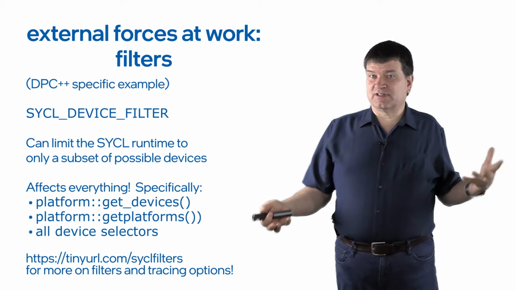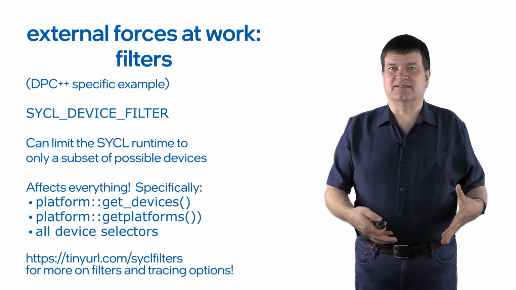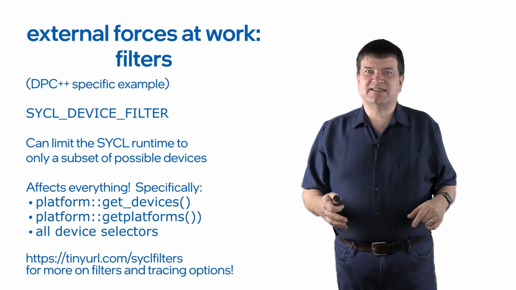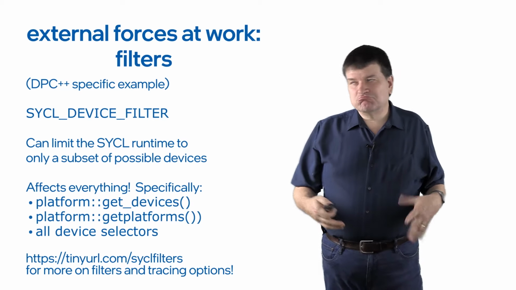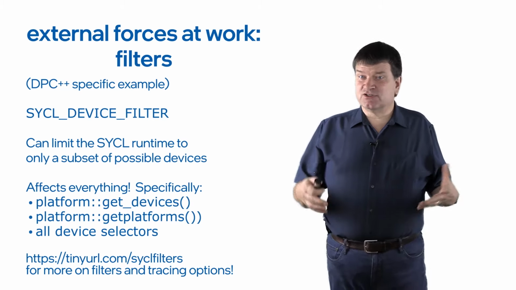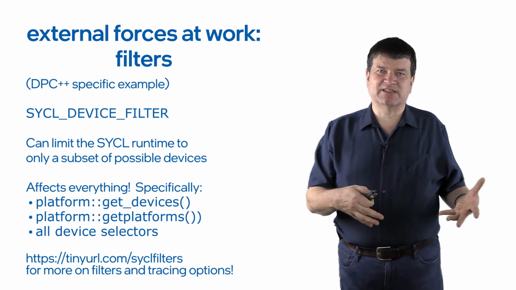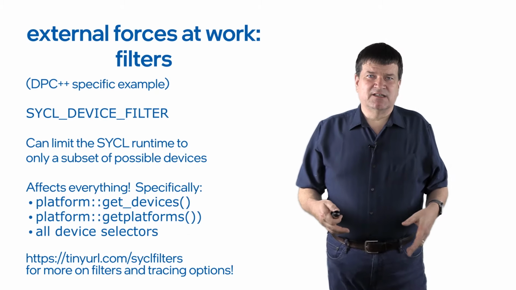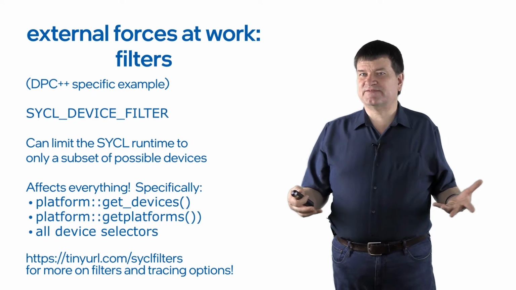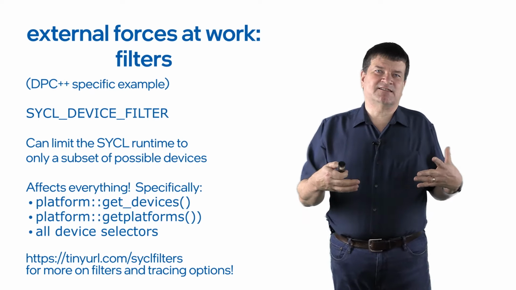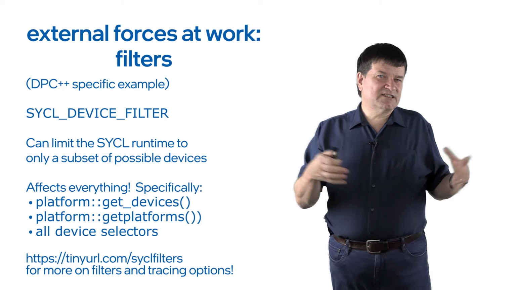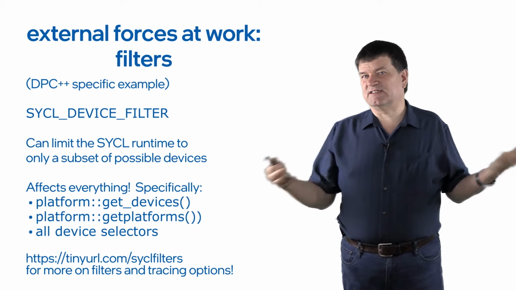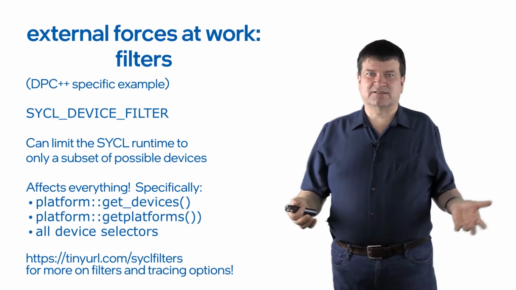What if we want to force a program to use a particular device without recompiling it, or passing a parameter to the program? In other words, can I limit what my program sees to be less than what's actually on the machine? Usually the answer is yes. There is no standard SYCL way to do this, but the DPC++ implementation does provide an answer. Other SYCL compilers may have similar mechanisms. For DPC++, the SYCL device filter environment variable can be set to limit the SYCL runtime to use only a subset of the possible devices. This can affect device query functions such as get devices and get platform, and it affects all the device selectors.